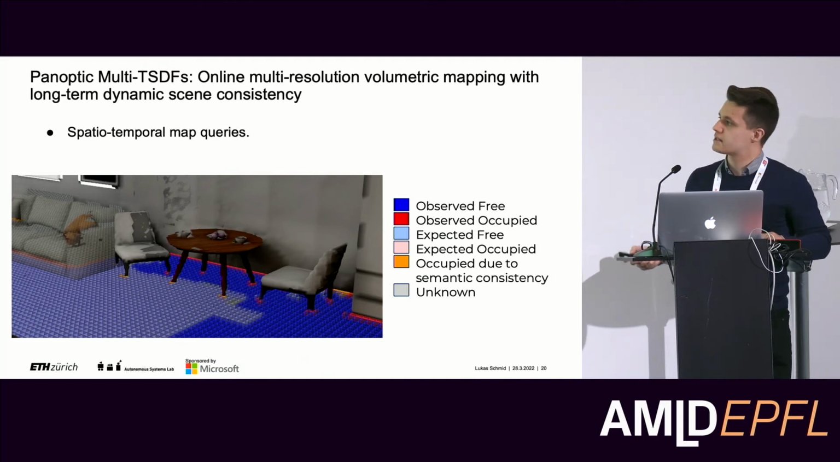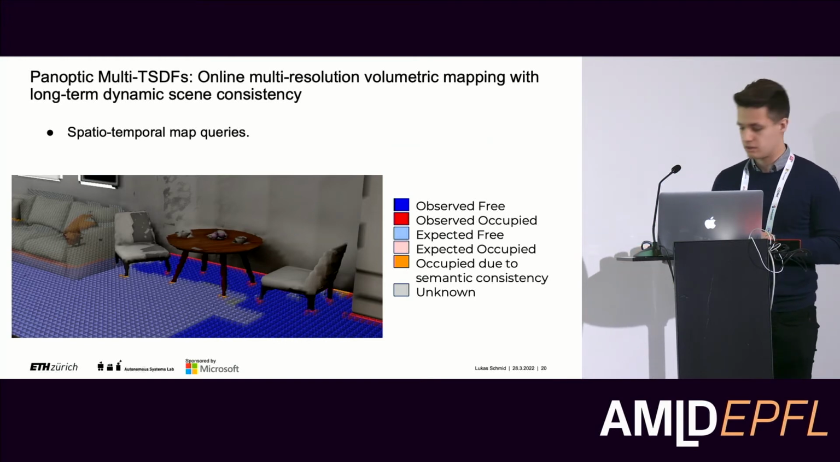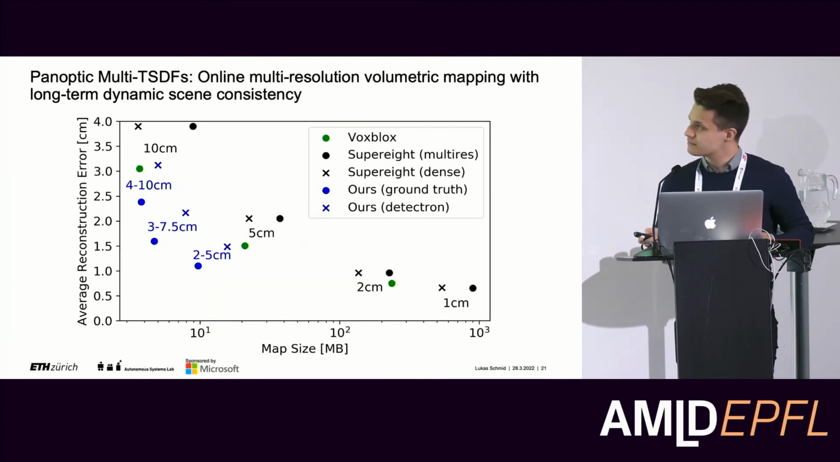For example, the last time we observed a table, it extended to here. And since this part of the table is consistent, we also expect these parts to be occupied due to the semantic consistency, which is information that you can leverage.